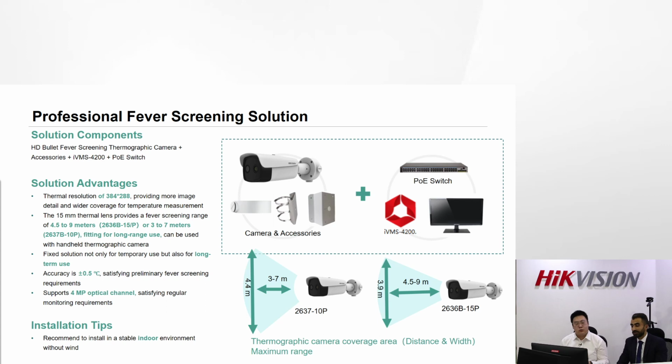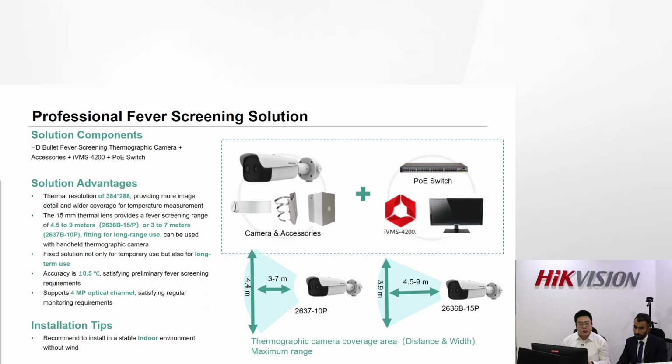And the next solution I'd like to introduce is our professional fever screening solution. In this solution, we used our HD bullet fever screening thermographic camera, with the help of our iVMS 4200 and the PoE switch. Also in this solution, the thermal resolution can reach 384 by 288, which can provide more image details and wider coverage for the temperature measurement.